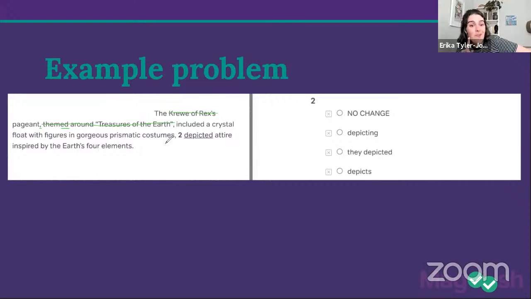However, now I'm seeing folks in the chat say, and then we've got included, which is another ED after a comma. And it really seems like we should get rid of that. But this one isn't a modifier, because look what just happened. When I cut out themed around treasures of the earth and pulled that out of there, now those commas are gone. I pulled them out with that phrase. I've got the pageant included. That's a noun and a verb.